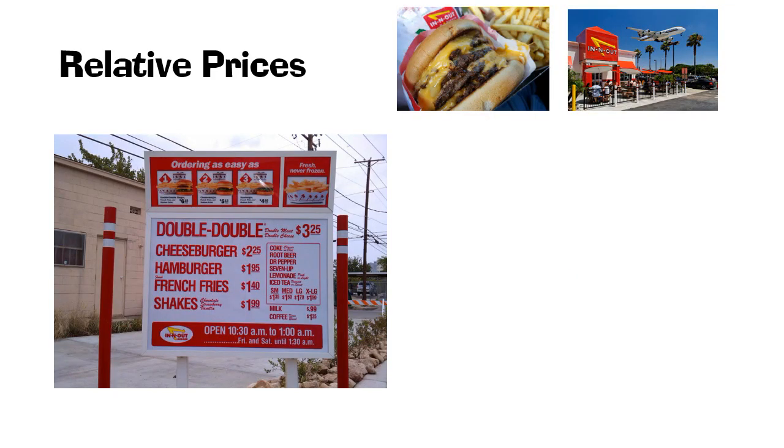So part of this is what we call relative prices. It has nothing to do with your aunts and uncles. Relative prices. So here we have, and I use a lot of food examples, maybe because I'm hungry a lot, but I use a lot of food examples. So we're at In-N-Out Burger, right? The double-double is $3.25. The cheeseburger's $2.25. Is everybody with me on that? Double-double is $3.25. Cheeseburger, $2.25.